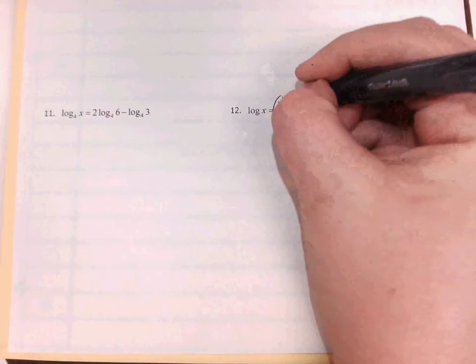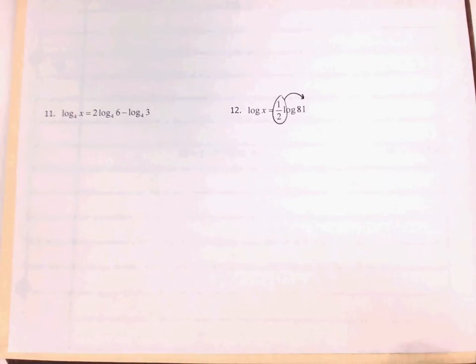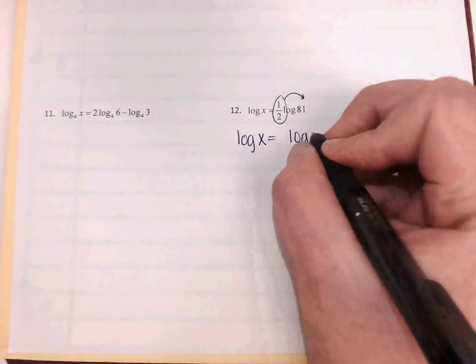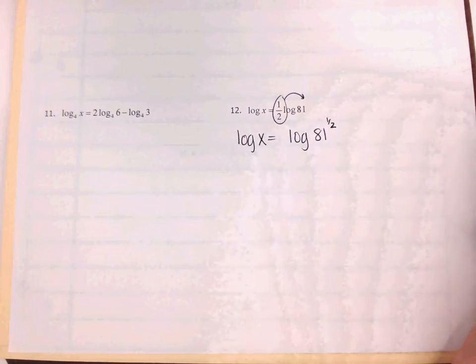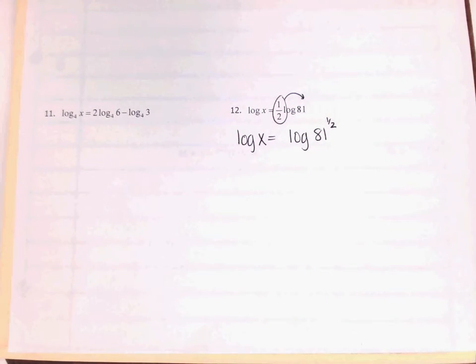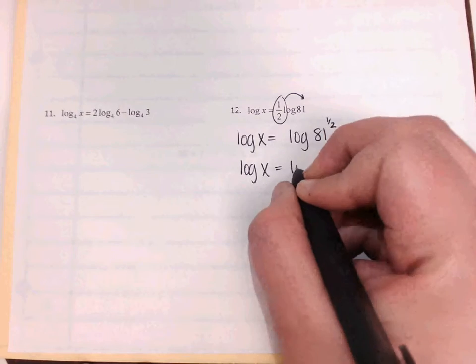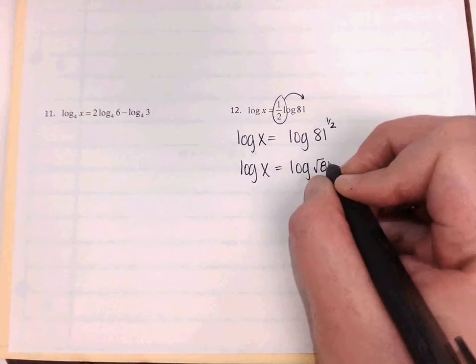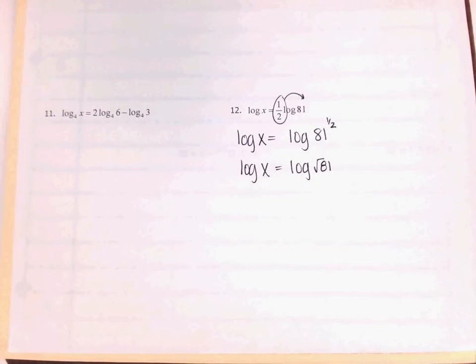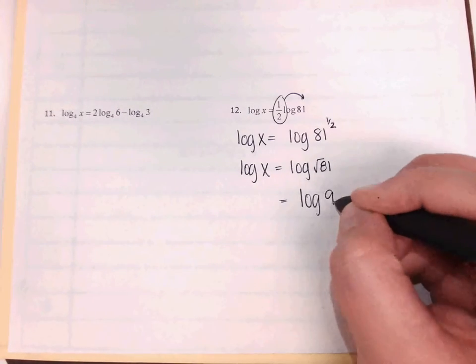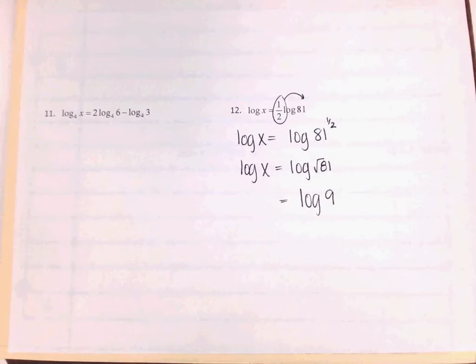Good job. So I can take my 1/2 here. Remember this rule? That you can bump it up. So then I have log of x equals log 81 to the half. And then remember that a half power is really just a square root. So that's really log x equals log root 81. And what's the root of 81 really the same as? That's really just a log of 9. Technically, you can put a plus or minus if you want.